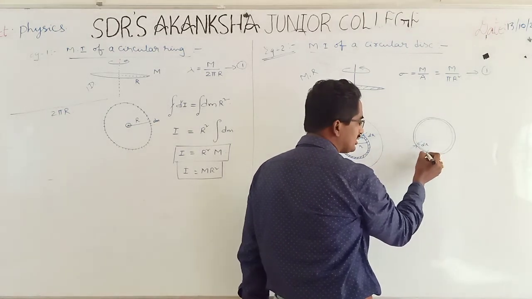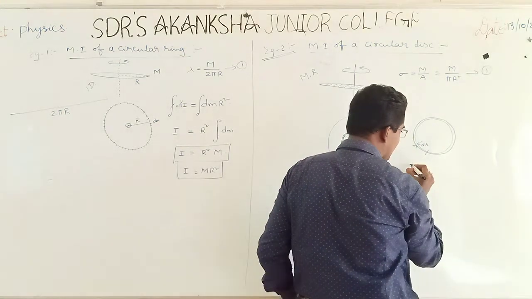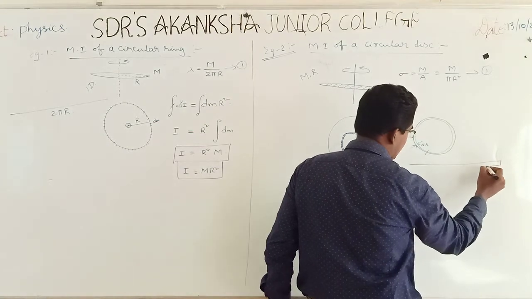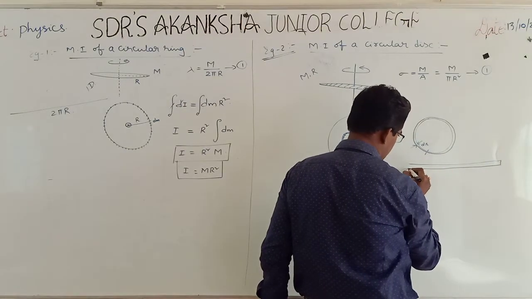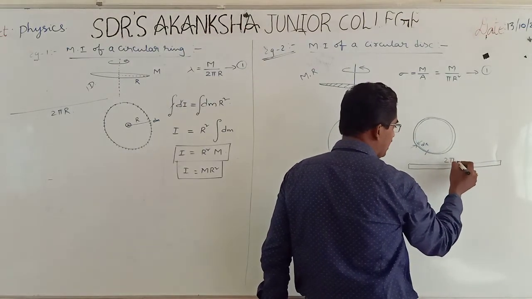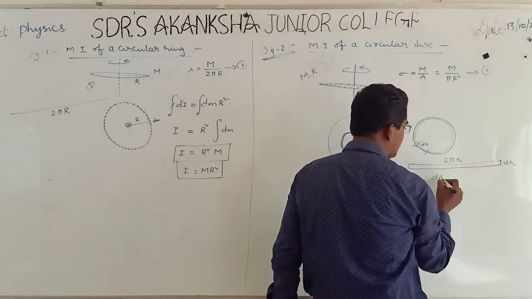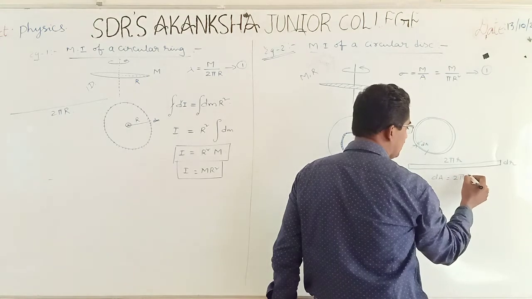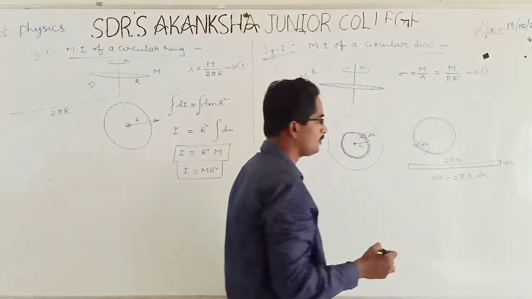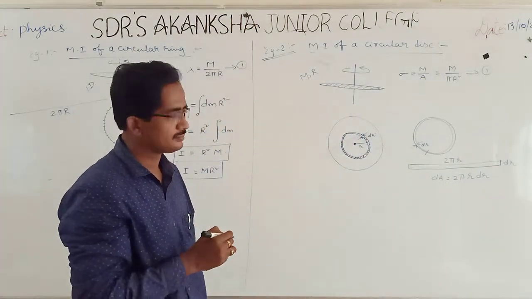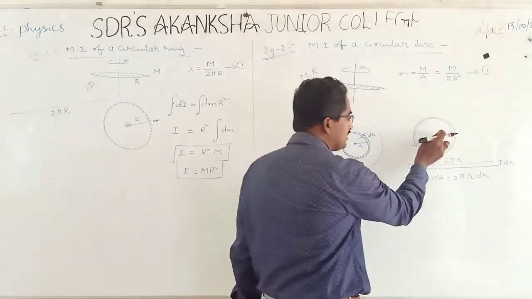So if I cut down this one and straighten that, I will get a rectangular sheet like this. What is the length of this one? 2 pi r, and breadth of this one is what? dr. Then its area is what here? 2 pi r dr. That is the area of this one.